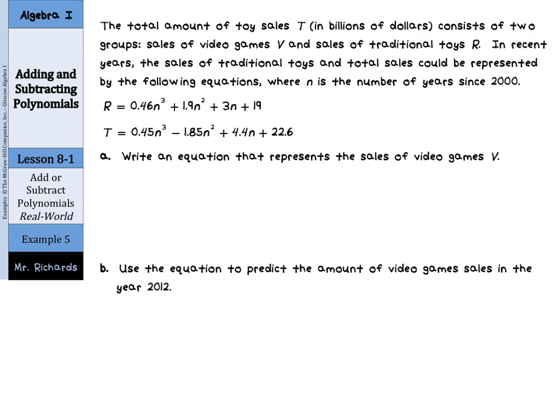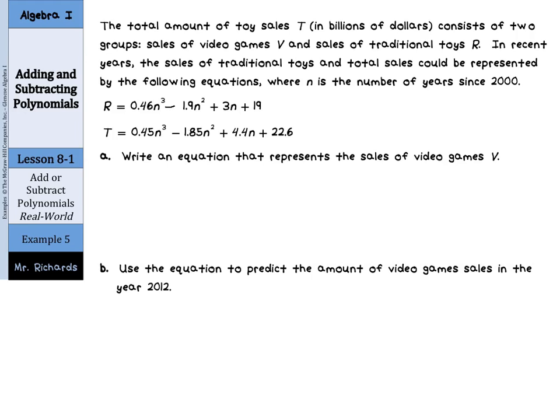R equals that polynomial and T equals that polynomial, except one little change that I do want to make here. As I typed this question incorrectly, this addition sign needs to change. And it is going to change from an addition sign to a subtraction sign. My mistake, because I put this together. So write an equation that represents the sales of video games.